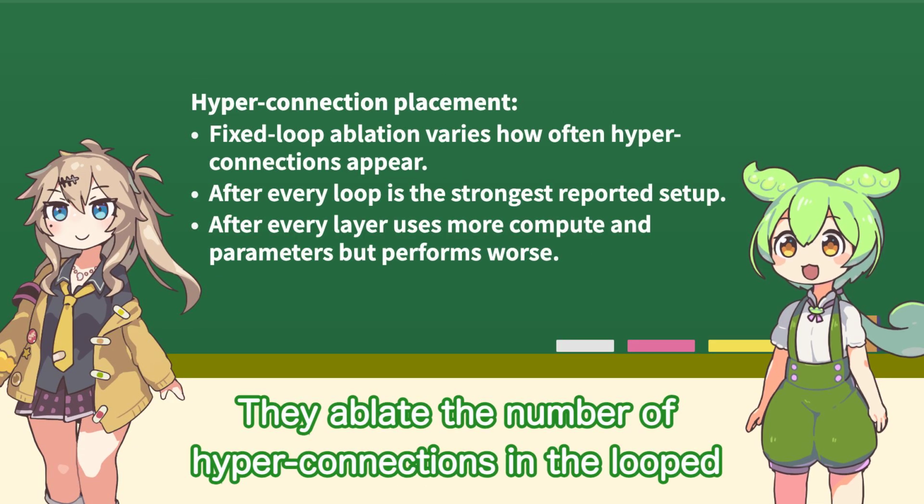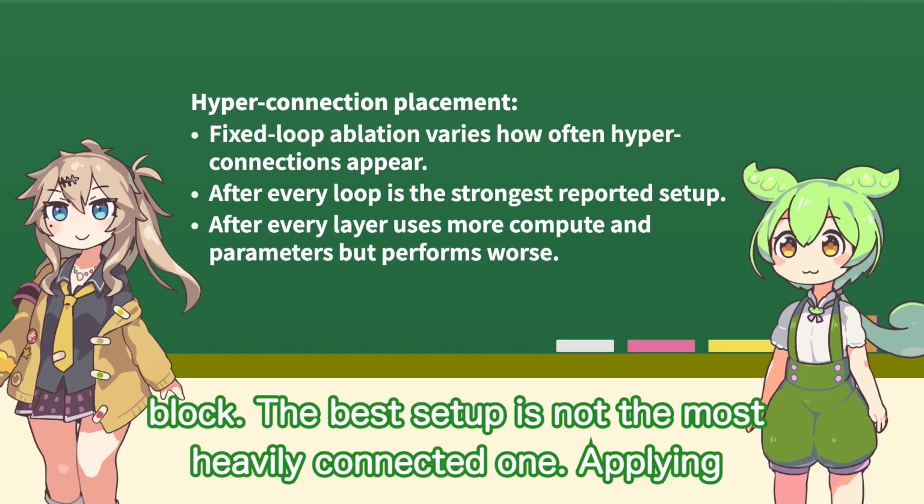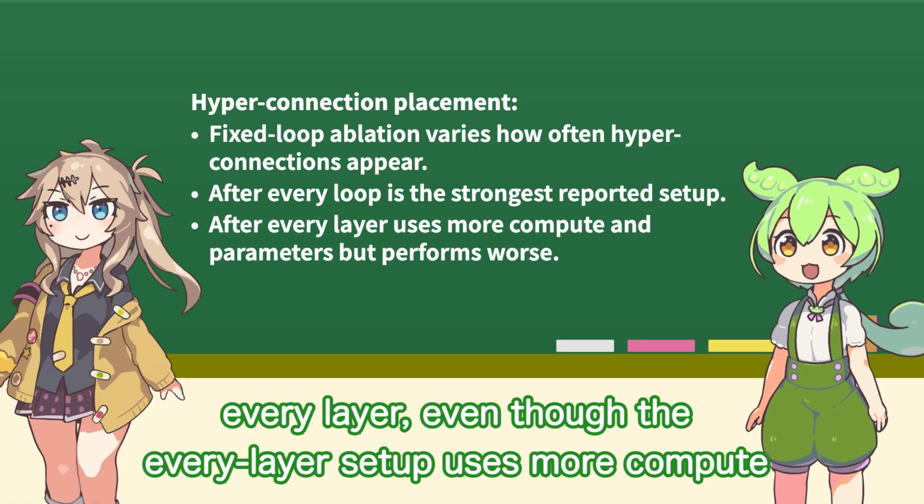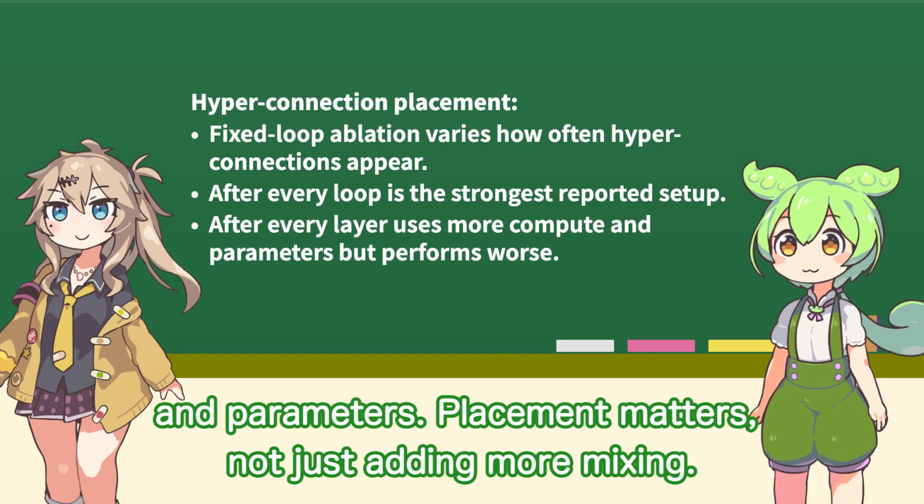What did they learn about where to place the hyperconnections? They ablate the number of hyperconnections in the looped block. The best setup is not the most heavily connected one. Applying hyperconnections after every loop works better than applying them after every layer. Even though the every-layer setup uses more parameters, placement matters, not just adding more mixing.